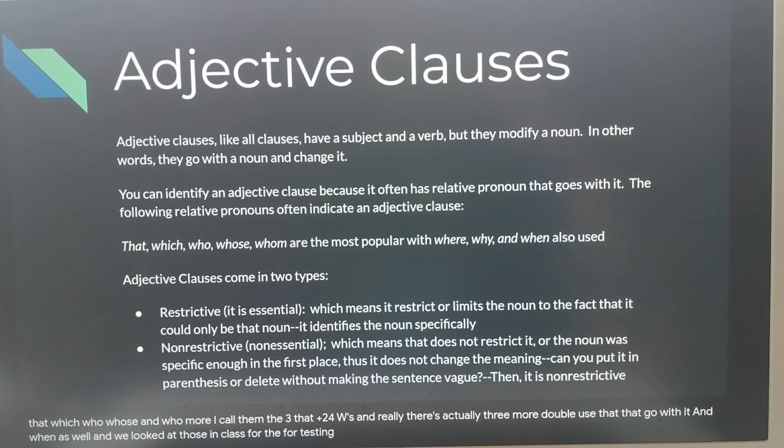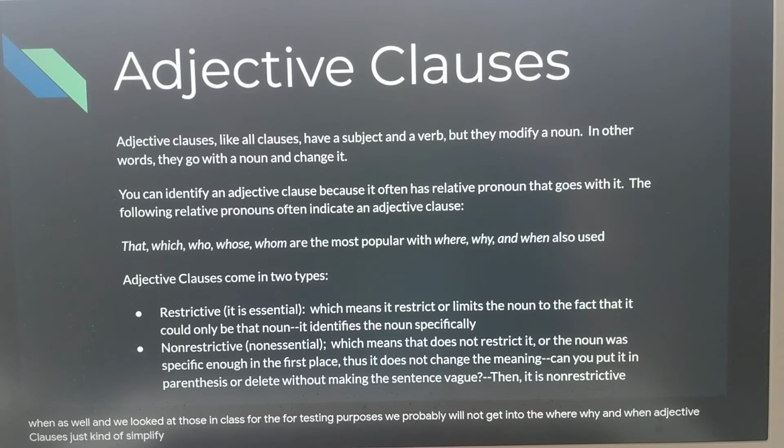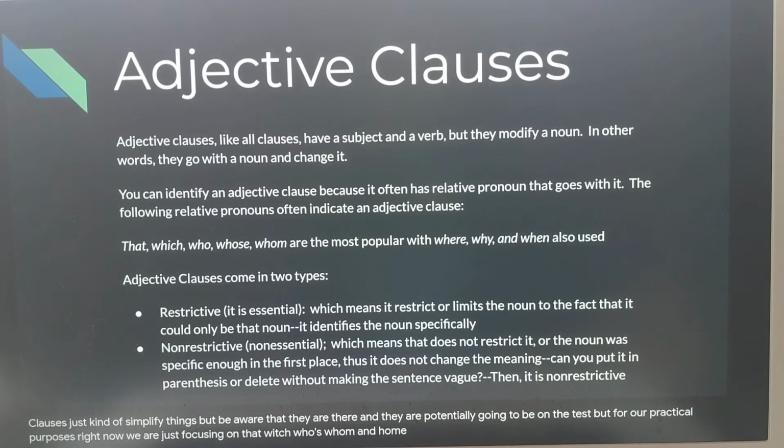For testing purposes, we probably will not get into the where, why, and when adjective clauses, just to simplify things. But be aware that they are there and they are potentially going to be on the test. But for our practical purposes right now, we are just focusing on that, which, who, whose, and whom.